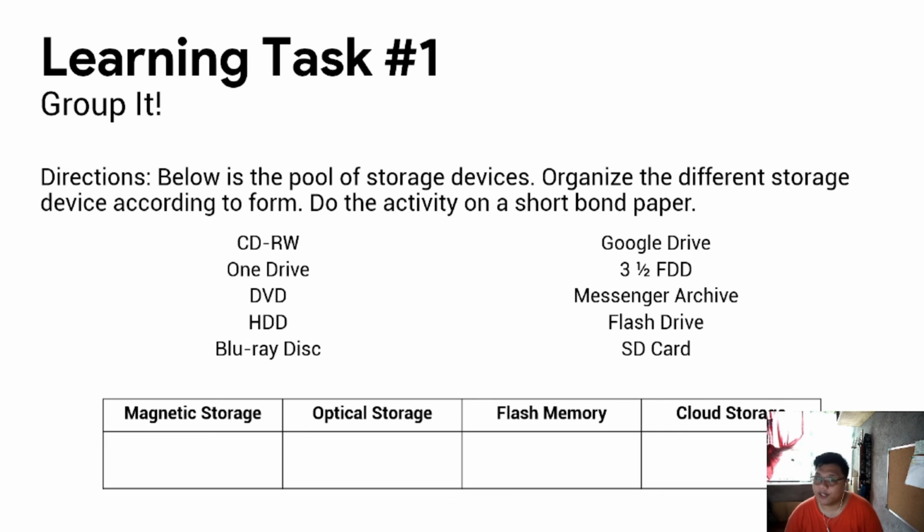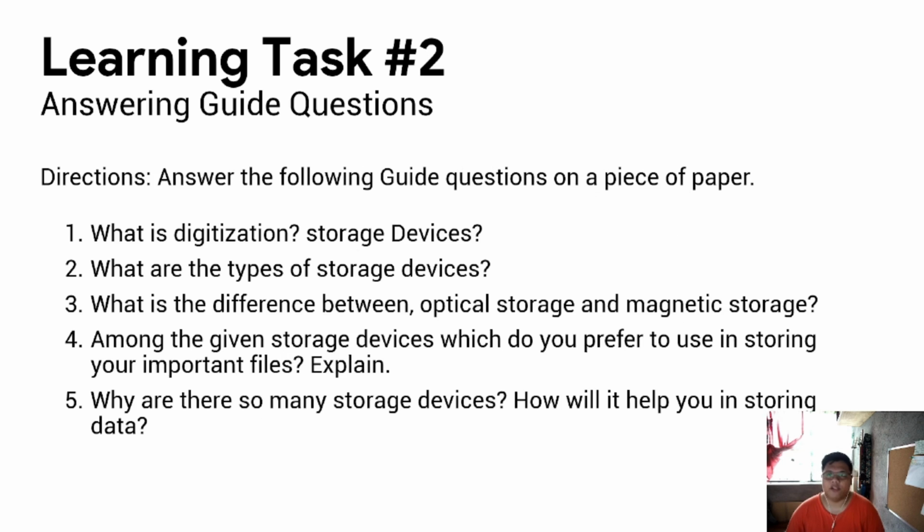So we have CDRW, OneDrive, DVD, HDD, Blu-ray disc, Google Drive, 3.5-inch floppy disk drive, Messenger archive, flash drive, and SD card. So, which among these 10 storage devices fall under magnetic storage, optical storage, flash memory, or cloud storage? Again, identify or classify these 10 storage devices if they fall under magnetic, optical, flash, or cloud storage.